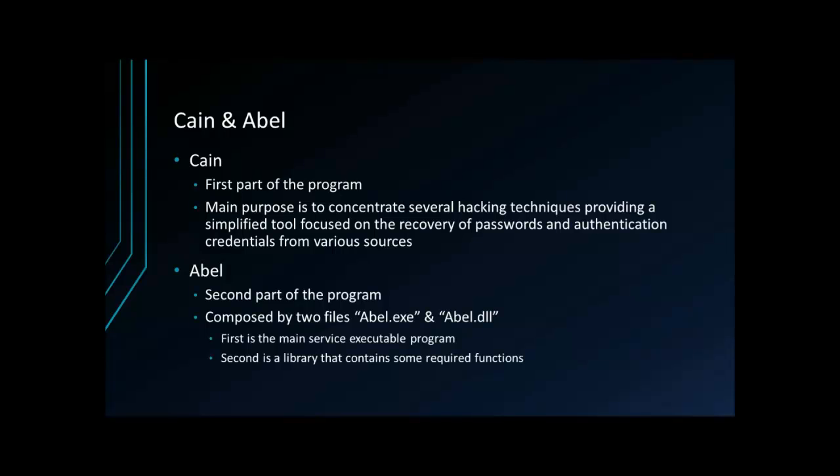Cain is the first part of the program. Its main purpose is to concentrate several hacking techniques, providing a simplified tool focused on the recovery of passwords and authentication credentials from various sources. Abel is the second part of the program and is composed of two different files. The first is the main service executable program, and the second is a library that contains some required functions.